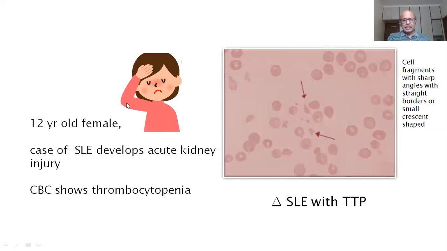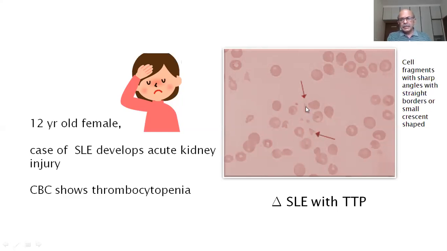This 12-year-old girl, a known case of SLE, presented with acute kidney injury. CBC showed thrombocytopenia. Now in SLE, most patients have thrombocytopenia, and patients with SLE have kidney involvement on a large scale. So they develop kidney failure, but this patient had acute kidney injury. One look at the peripheral smear, and you will see that this patient had microangiopathic hemolytic anemia.